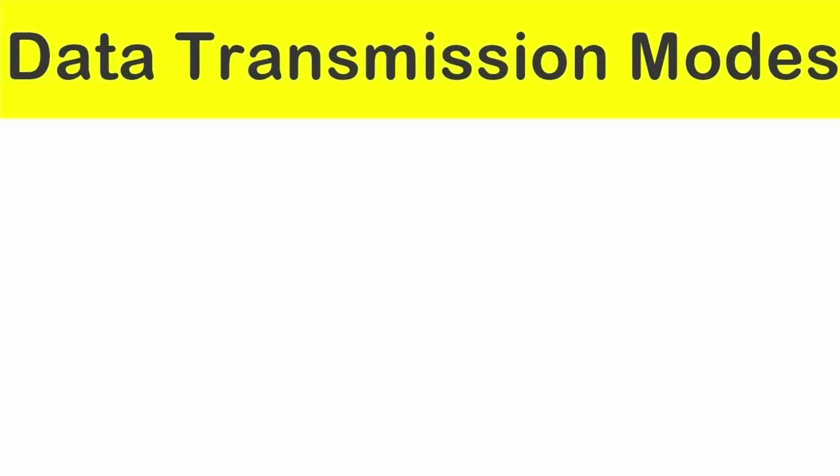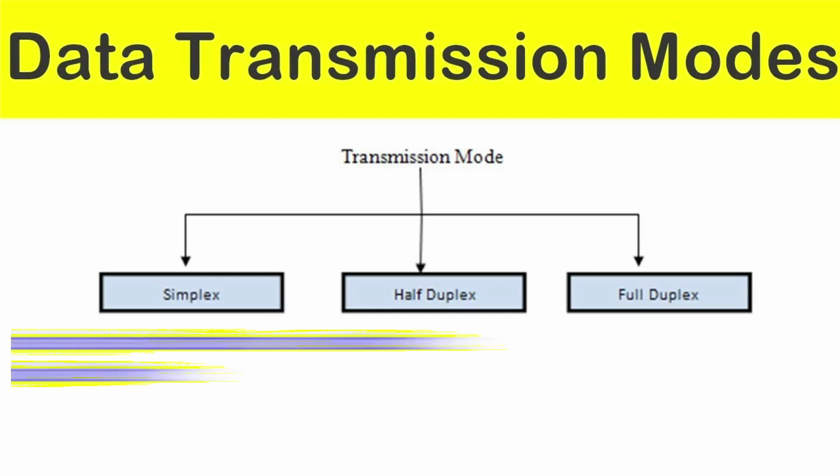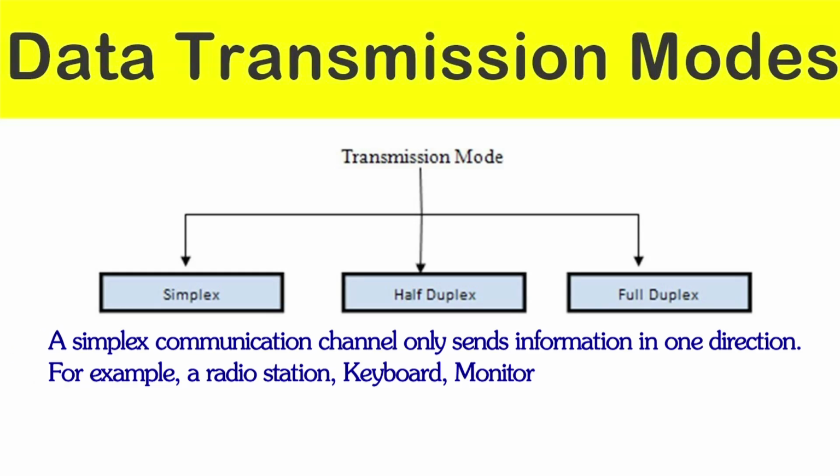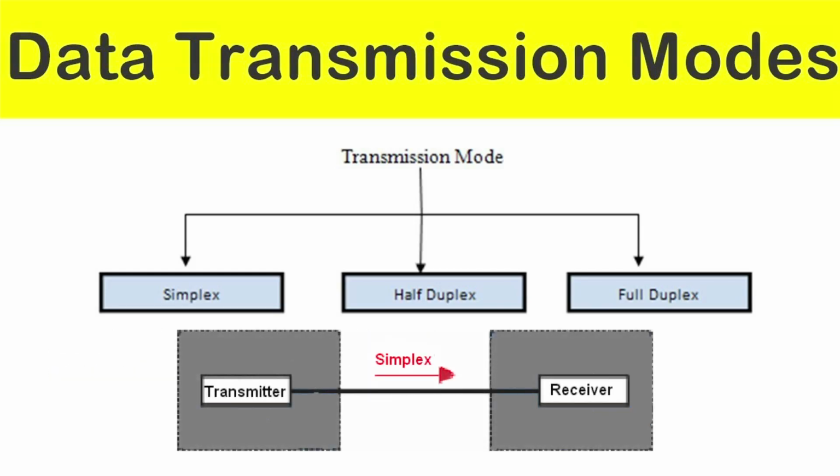The three modes of data communication are simplex, half duplex and full duplex. The basic difference is whether you can send and also receive on the channel. A simplex communication channel sends information in only one direction, whereas in half duplex they can send at one time in one direction and at another time they can receive the signal. In full duplex it can happen in both directions simultaneously.